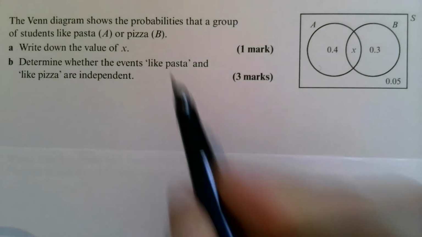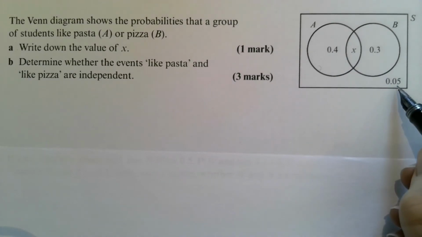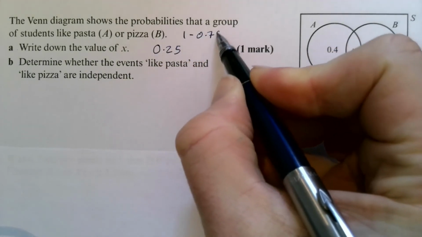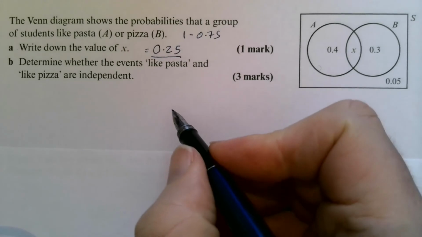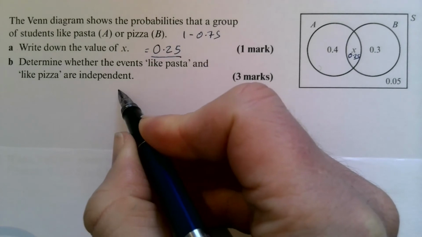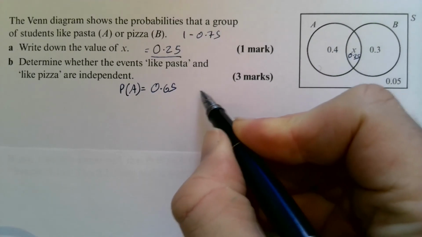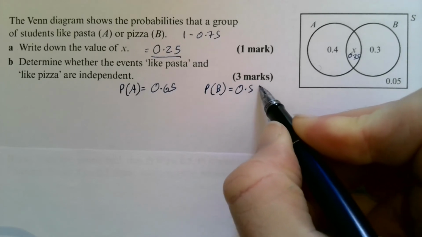So, writing down the value. Well, they're all going to add up to 1, aren't they? So 0.4 plus 0.3 is 0.7, so that makes 0.75. So x is going to be 1, take the 0.75, which is 0.25. Determine whether the events like pasta and like pizza are independent. They're unlikely to be, aren't they? I like both, certainly. Anyway, so if that's 0.25, pasta is 0.65, and then pizza is going to be 0.25 plus 0.3 is 0.55.